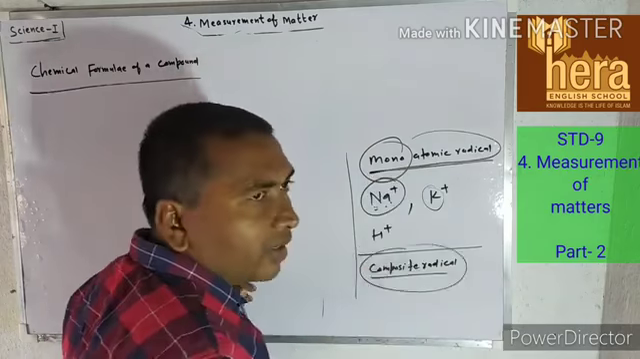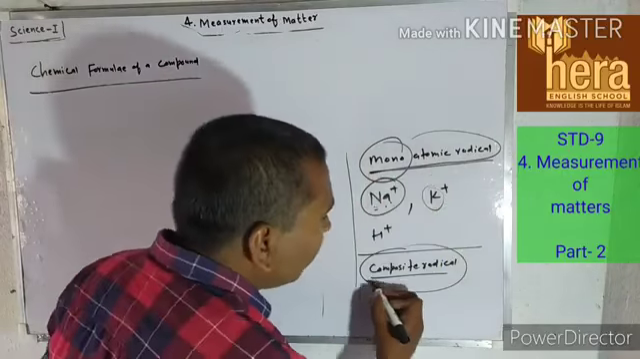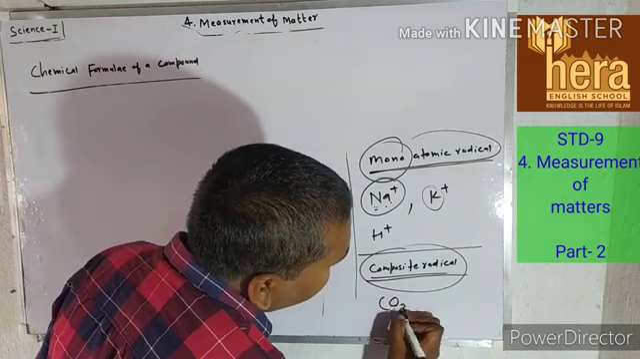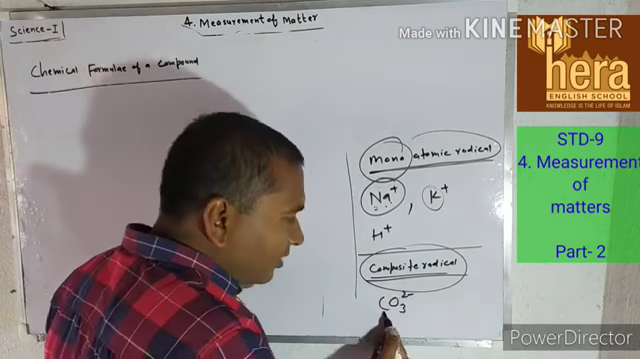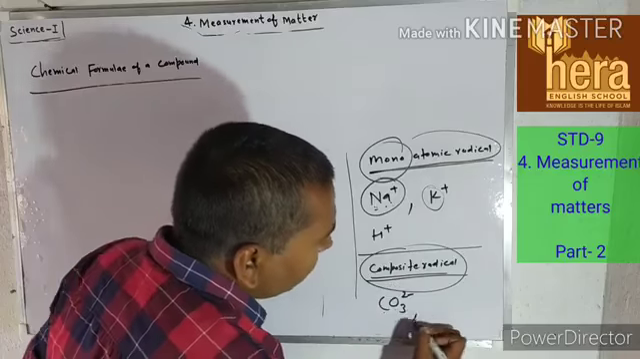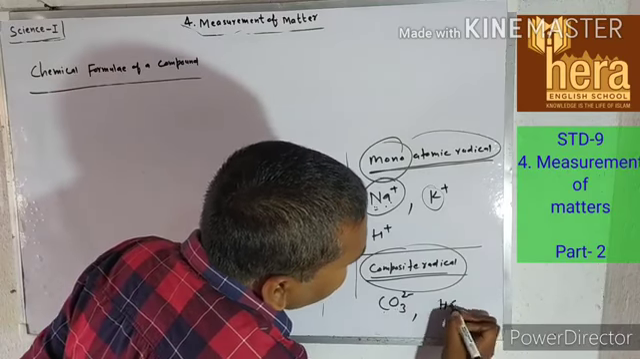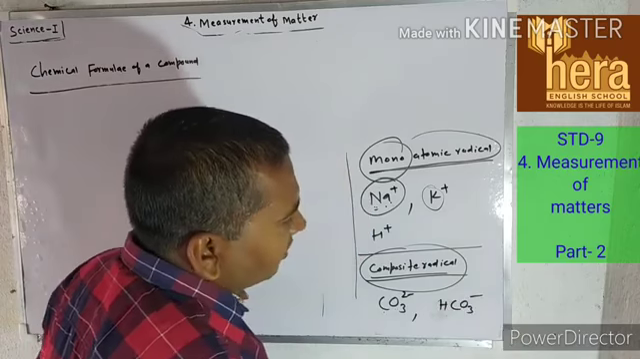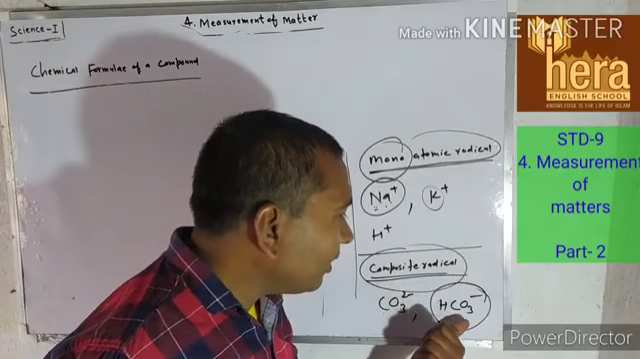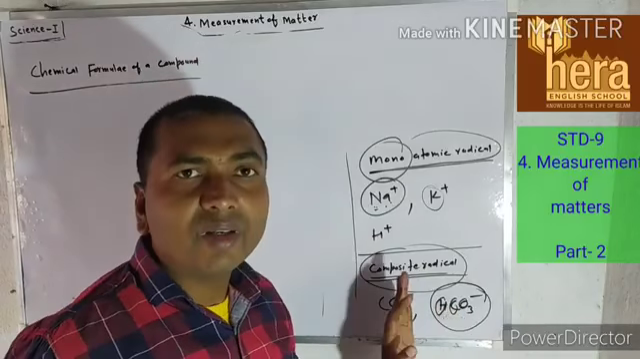Composite radicals means what? If more than one atom is there and there is charge, then that is composite radicals. For example, CO3 2 minus. Here carbon is there and oxygen is there. There are two different atoms. So this will come in the category of composite radicals. PO4, or we can say HCO3 minus. So this will come in the category of composite radicals. The reason is here is more than one atom. Here is hydrogen, carbon, oxygen.